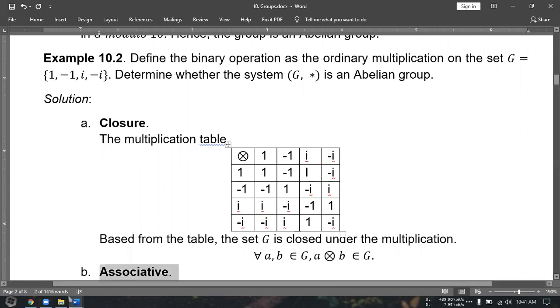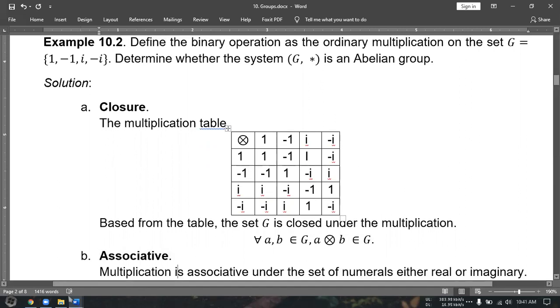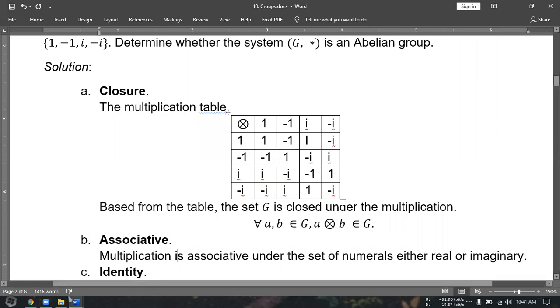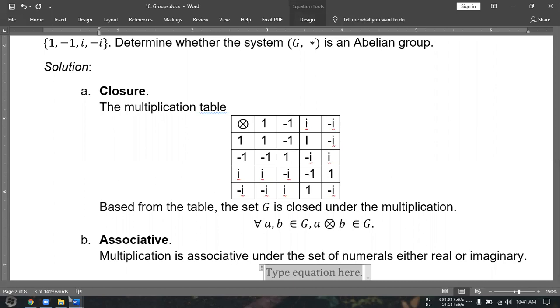Now, associativity. Multiplication is associative under the set of numbers, either real or imaginary. So to test this, let's have one example, just to be clear. Say, pick any value. Say -1.